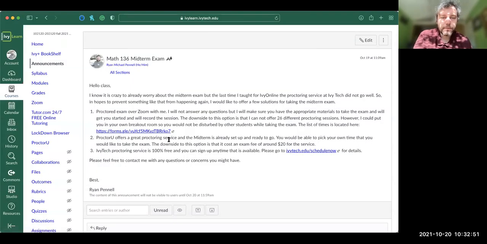or write in other if none of those work. So that's the first option. The second option is Proctor U. Proctor U is really good, except it costs money. That's the downside with Proctor U. And then the third option is Ivy Tech proctoring service, which is 100% free and provided by the college. I urge you to go to Ivy Tech schedule now and try to get an appointment for this. They already have the proctor form. They already have the dates, so it should be ready to go. But I've just had nothing but negative experiences using them, so that's why I'm nervous about it.